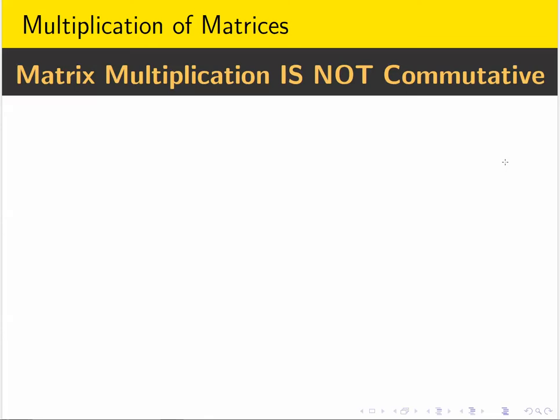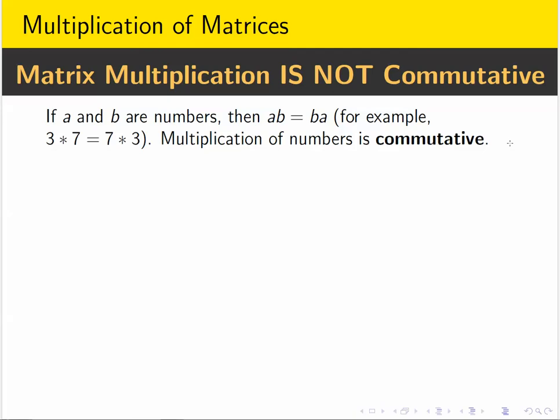So if you think about multiplication of just regular numbers, let's call them A and B, then it does not matter the order you write the numbers from left to right. For example, 3 times 7 and 7 times 3 are both going to give you 21. The order they're written from left to right doesn't matter, and we call that property commutativity. So we would say that multiplication of numbers is commutative.